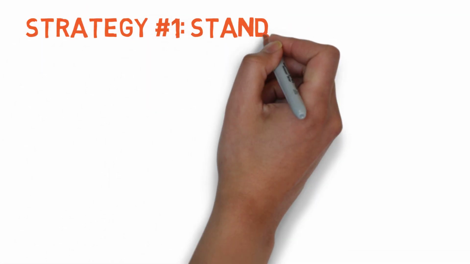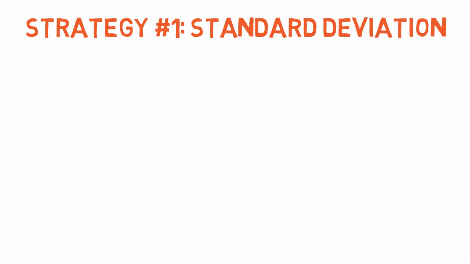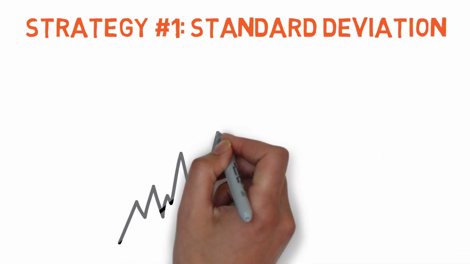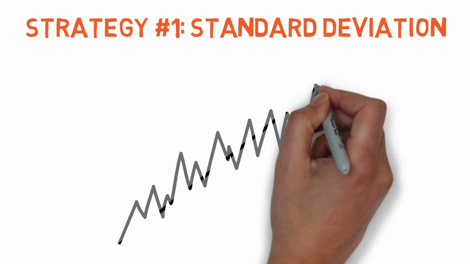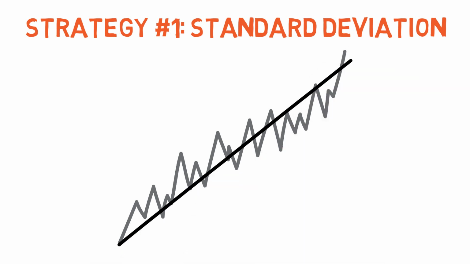The first is the standard deviation of an investment, which measures how much an investment's return deviates from the implied average. The higher the standard deviation, the more volatile the investment, and generally, it implies a higher sequence of return risk.